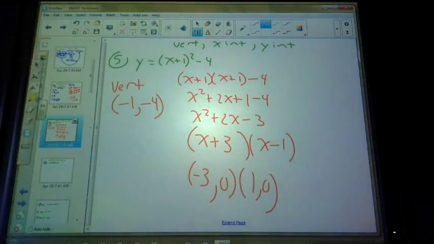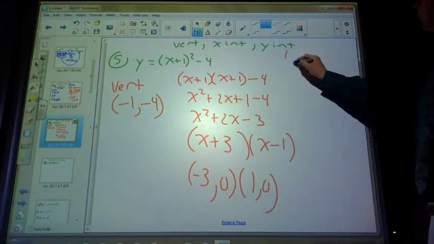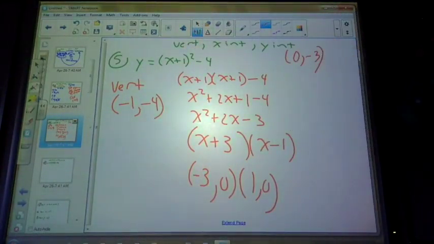And then my y-intercept, being that we're multiplied out, is just going to be this value right here. So my y-intercept will be 0, -3. We're done.